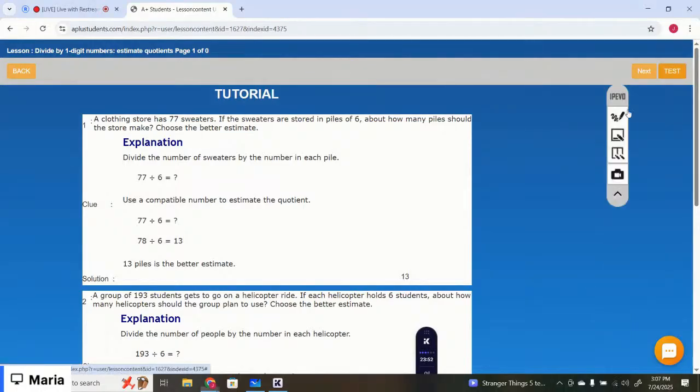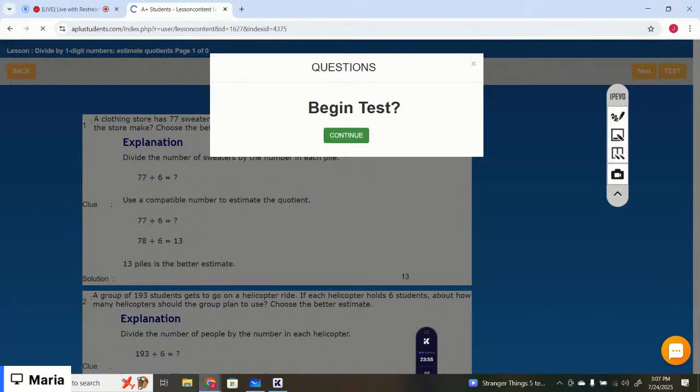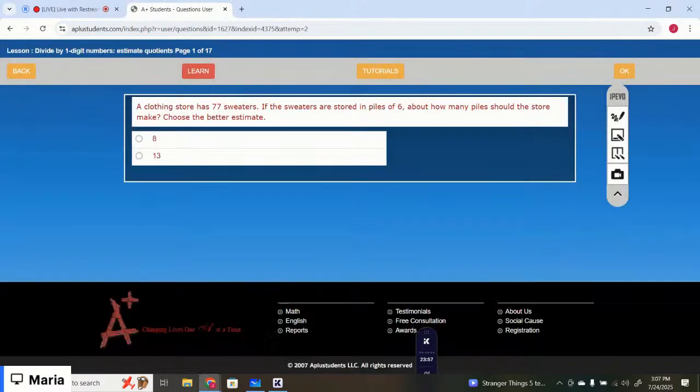Let's just start with the test questions. A clothing store has 77 sweaters. If the sweaters are stored in piles of 6, about how many piles should the store make? That's the one we just did. We need to round off 77 to 78 because we cannot divide 77 by 6, right? So 78 divided by 6 is 13.